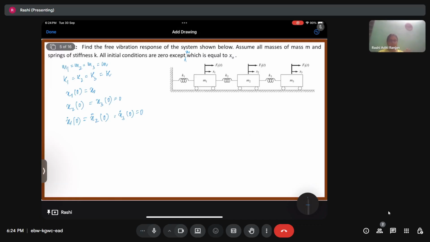So first thing is that, as I told you earlier when we were discussing the concept for a 2 degree of freedom system, if we find two independent solutions, then we can find a linear combination of those two in order to find the general solution of the system. Similarly, for this 3 degree of freedom system the same thing applies. If we find three independent solutions, we can write the general solution by the linear combination of those three independent solutions. So the first thing is to find those three independent solutions.